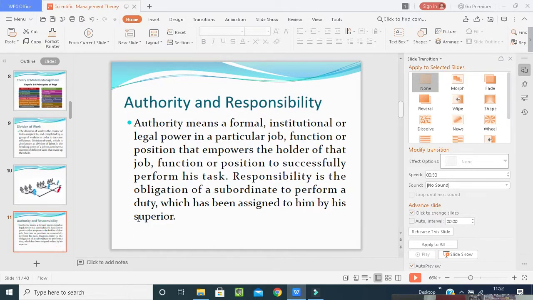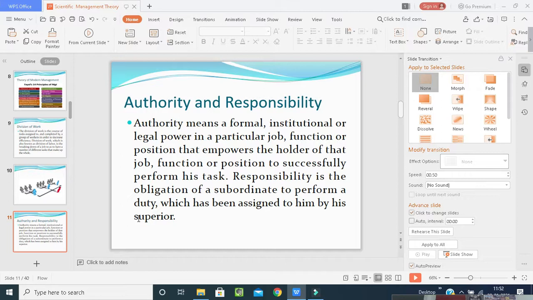authority and responsibility. See, authority means a formal or institutional or legal power in a particular job or function or position that empowers the holder of that job or function or position to successfully perform his tasks. Authority will be given as a legal or formal or institutional power to a particular person or position, to empower him to hold his job and function, so that the performance of the task can run in a smooth way. Responsibility is what?